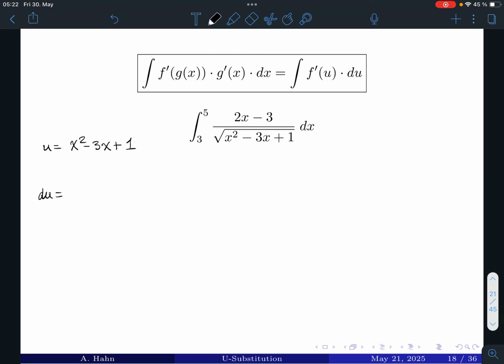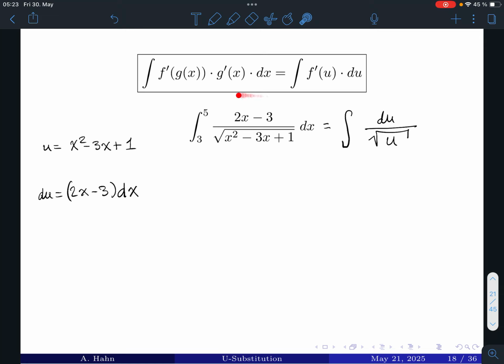So we're going to write down u is equal to x squared minus 3x plus 1. Then du is equal to 2x minus 3 times dx. Great. So what we're saying is that this down here on the inside, that's our u, and this up here is our du. So if I rewrite this, this is going to be the integral, and then we have du on top, and the square root of u on the bottom.